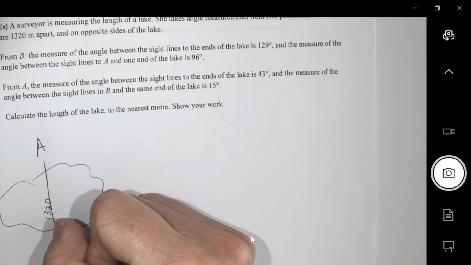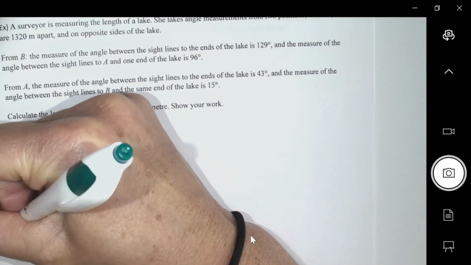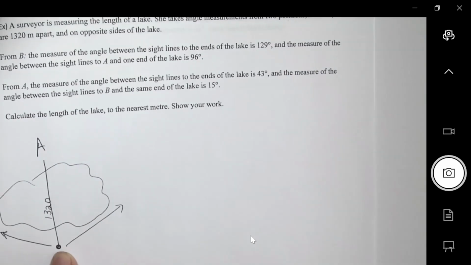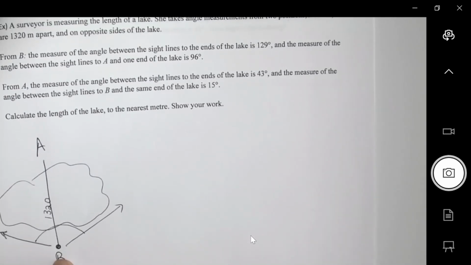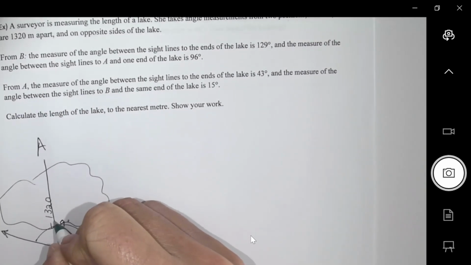From B, so we're looking from B, pretend that we're standing there. From B, the measure between the sight lines to the ends of the lake, so that means my sight lines to the ends of the lake, and that's the whole angle, is 129 degrees.